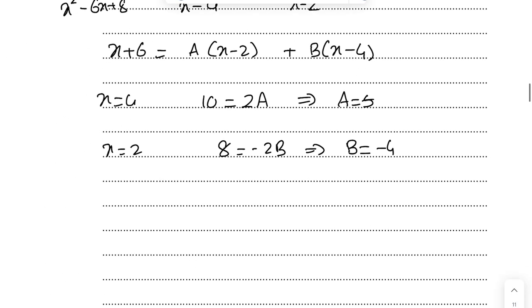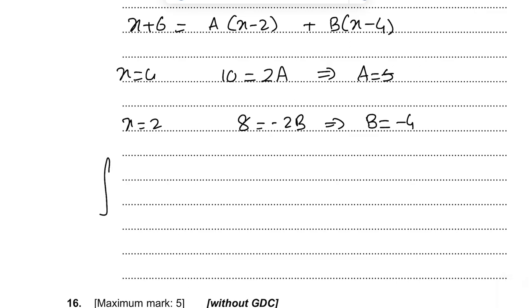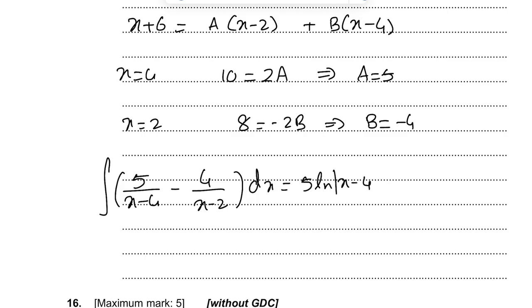So what will the integral become now? Integral of 5 upon x minus 4 minus 4 upon x minus 2 dx. So what does that become? 5 ln of (x minus 4) minus 4 ln of (x minus 2) plus C.